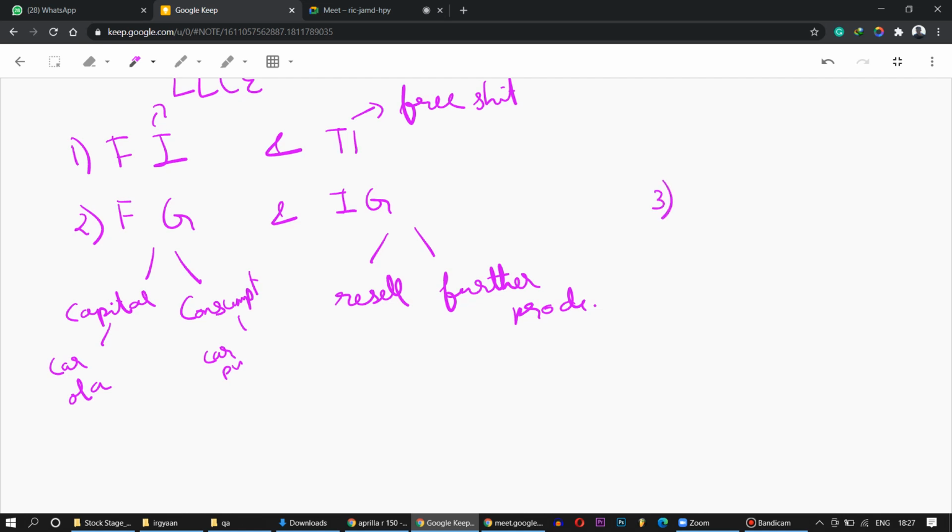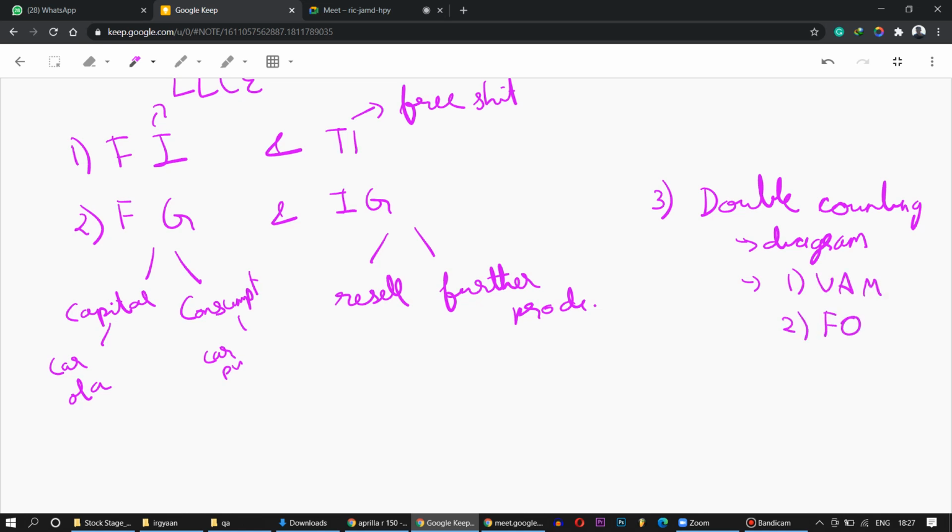Then we had double counting. And in this, make the diagram. We had two remedies, the value added method and the final output method. You know the formula: value added is VOO minus IC, value of output minus IC. IC is intermediate consumption, which is the same as intermediate goods, how much you consume. In capital goods, you also have unsold stock.